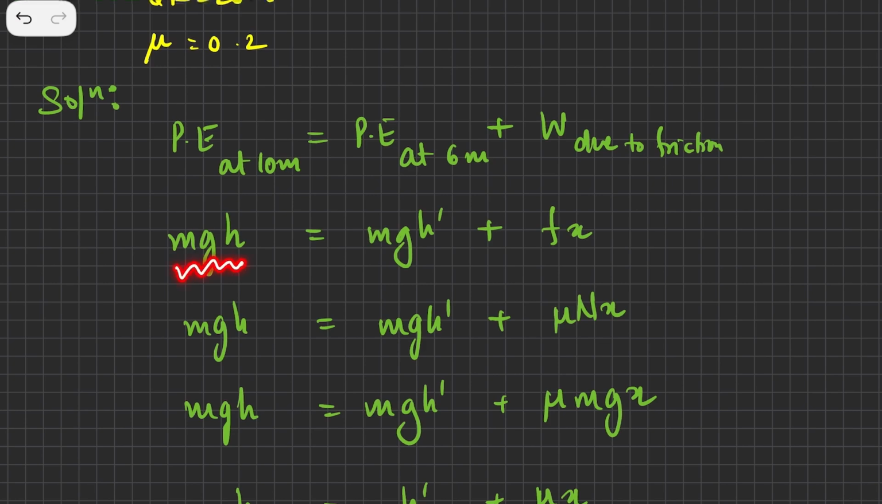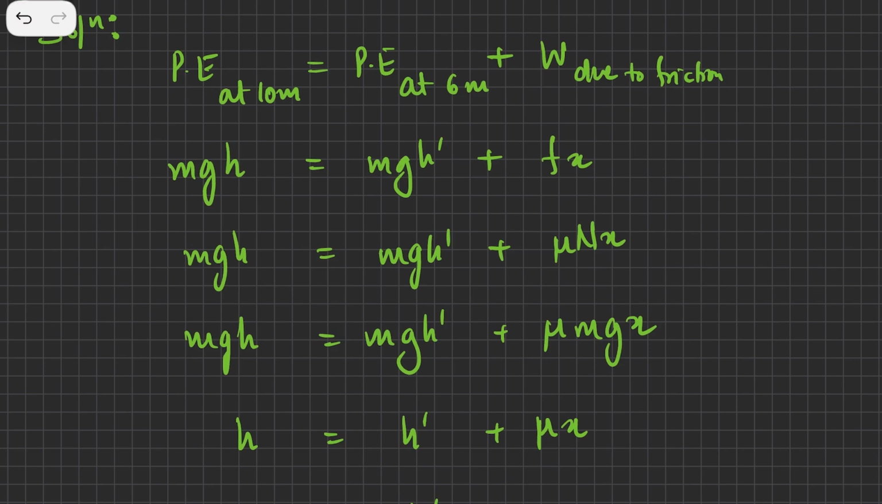Potential energy is mgh. Now this h is 10 meters, and potential energy at 6 meters is mgh dash. I am writing this as h dash, and I am trying to find out if it is 6 meters. If this comes out to be 6 meters, that means the first option is correct. And the work done due to friction is force into displacement. So work is equal to force into displacement. mgh is as it is, mgh dash is as it is. Now the basic formula for friction is mu into N, that into x. Since the body is moving, mu into N is the maximum amount of friction which is going to try to hold that ball.